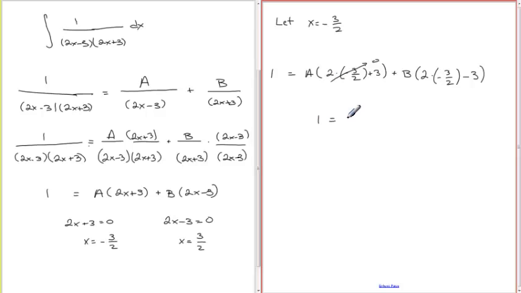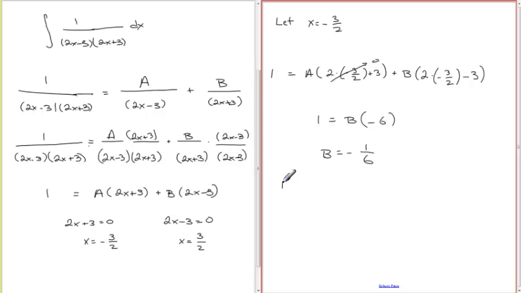And so what we end up with is 1 equals b times, okay, the 2s cancel out again. We're just multiplying 2 by this term, not by both terms. So these cancel out, and you get negative 3 times negative 3, which will be negative 6. And therefore b is equal to negative 1/6.